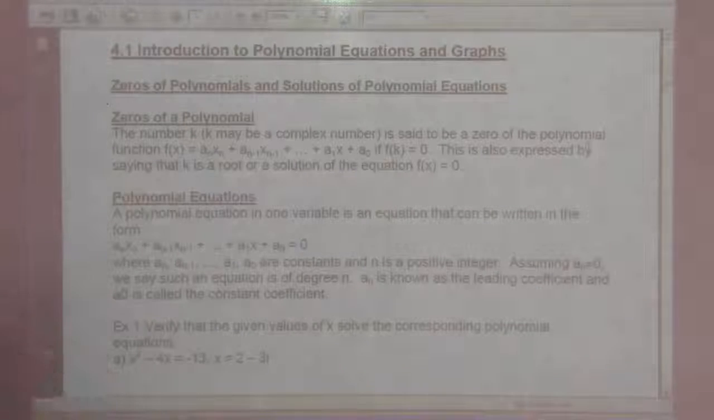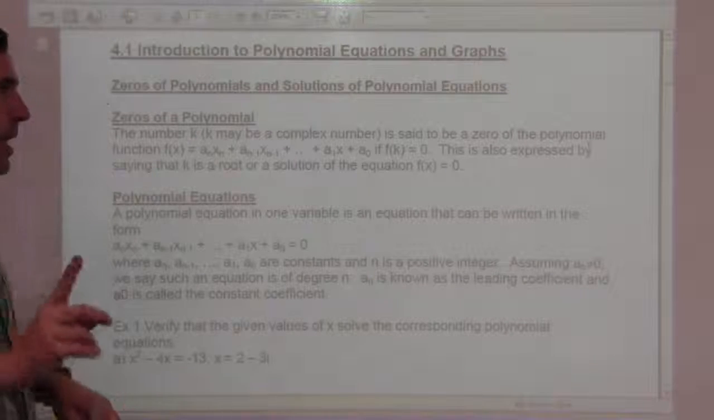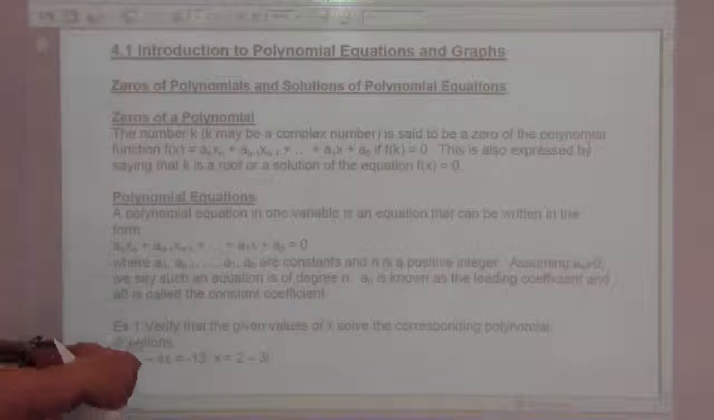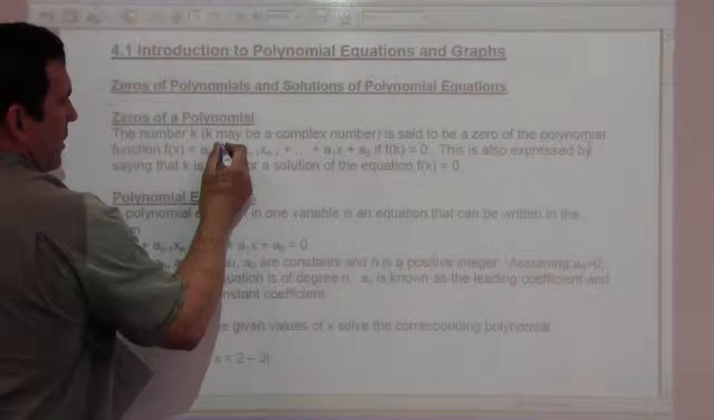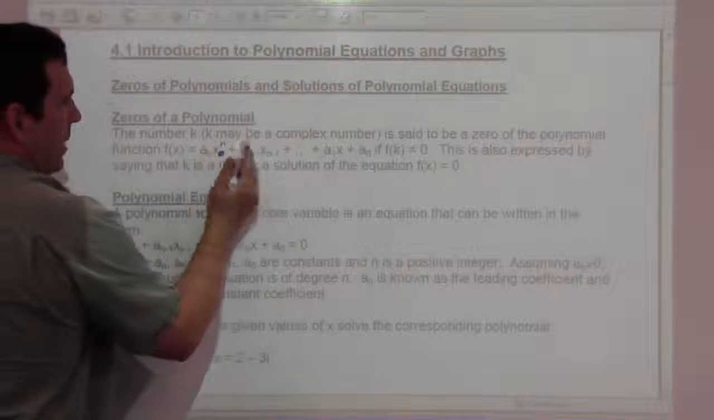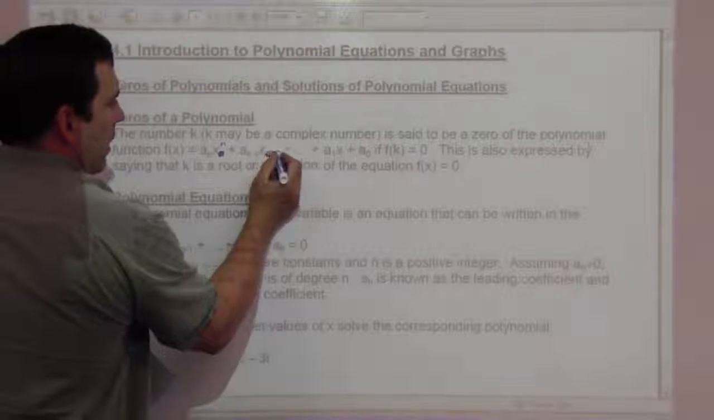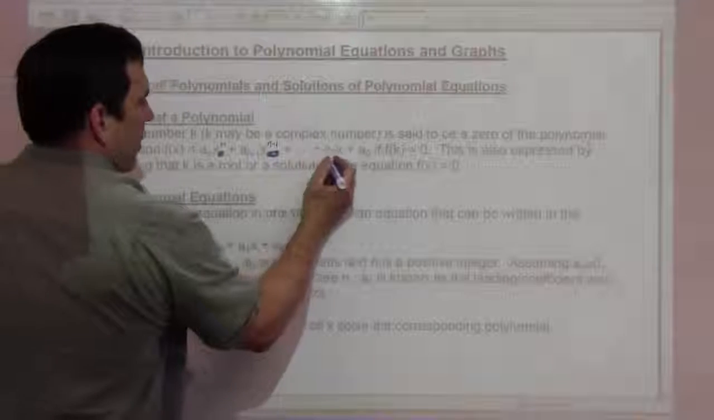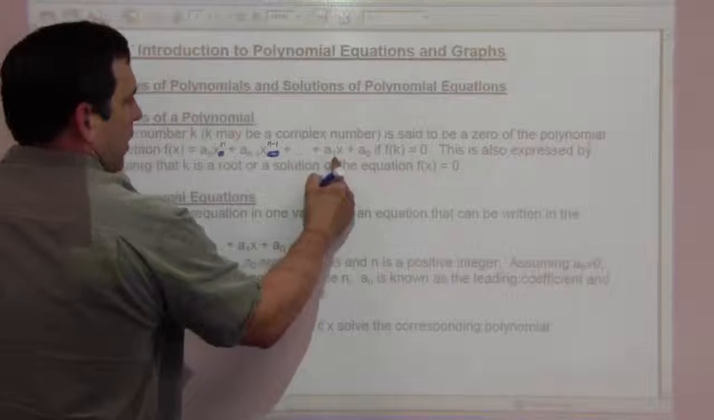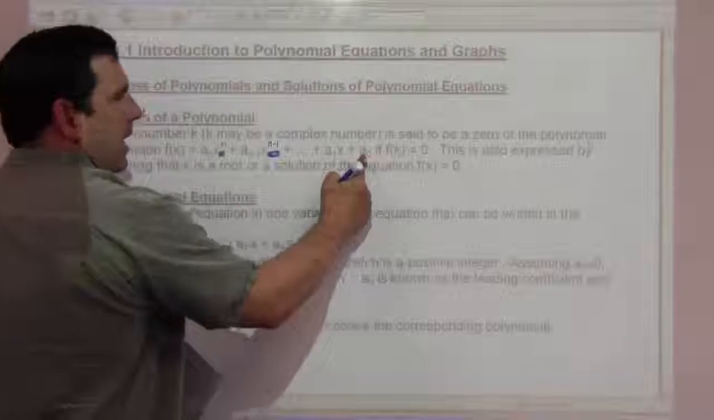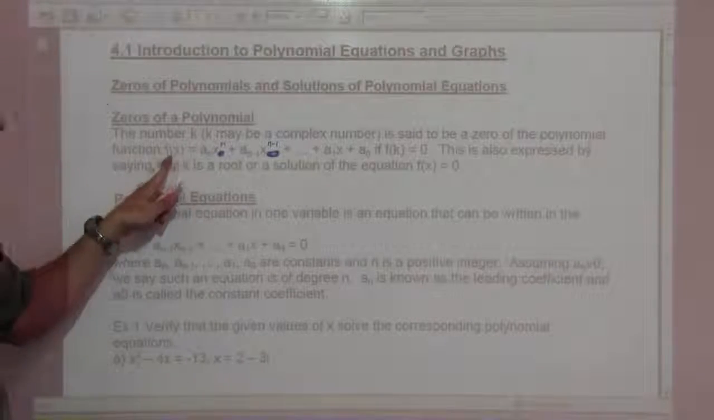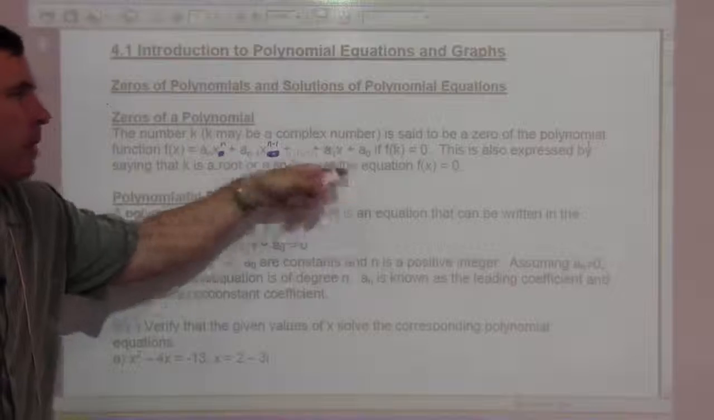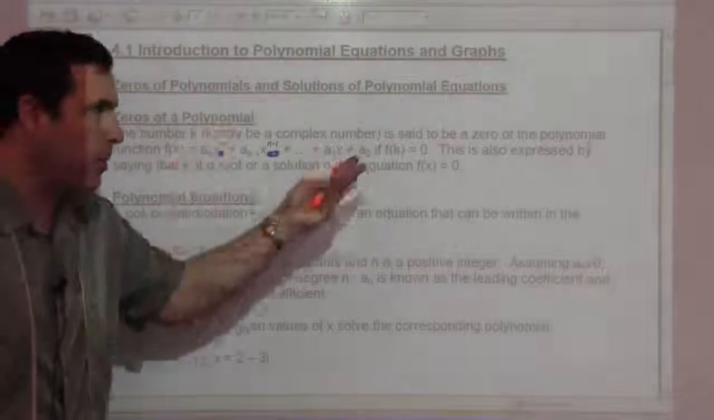The number k, which may be a complex number by the way, is said to be a zero of a polynomial function f(x) = a sub n x to the n plus a sub n minus 1 x to the n minus 1 plus dot dot dot a sub 1 x plus a sub 0 (there's a typo that persists in this, this should be to the n power) if f of k is 0. If you plug k into this function, you get a 0. It's a 0 of the polynomial.